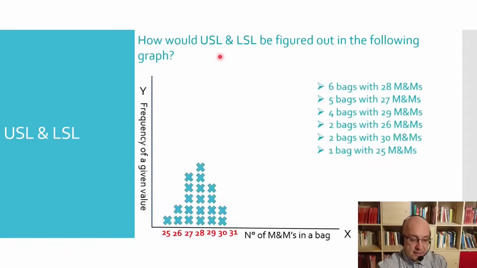How would the upper specification limit and the lower specification limit be figured out in the following graph, which is exactly the same as the previous slide? Simply this way. The upper specification limit and the lower specification limit are simply two values, two numbers, which are represented by these two vertical bars. In this case, you can see that the upper specification limit is in correspondence of a value of 31, and the lower specification limit is in correspondence of a value of 25.